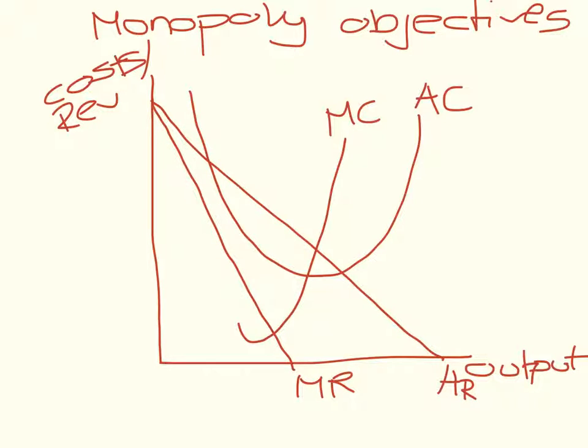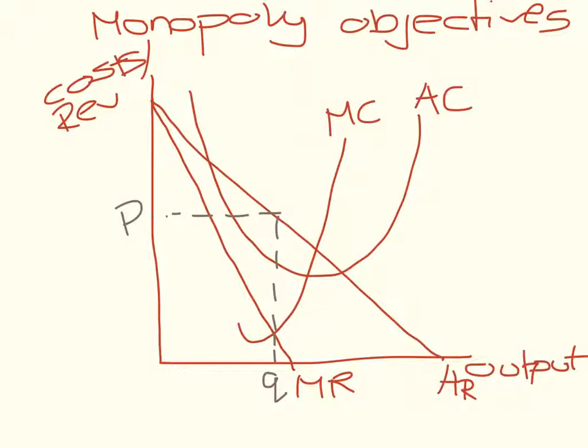So the most common one that you're going to indicate on a monopoly is this point here. So when marginal cost equals marginal revenue, that's the quantity that they're going to produce at if they want to profit maximise. And you go up and across to that point.